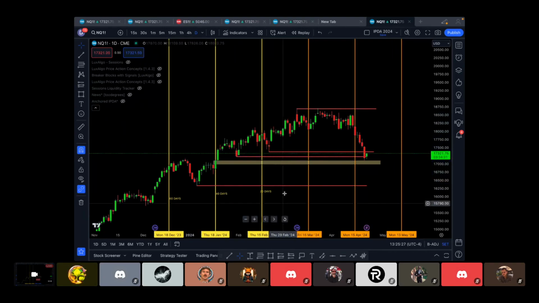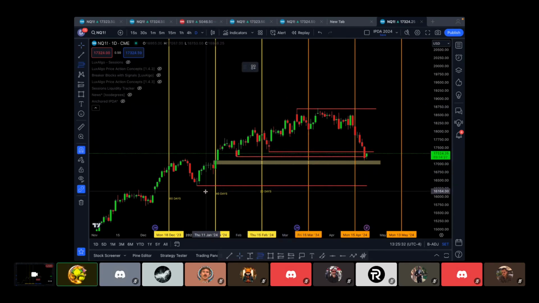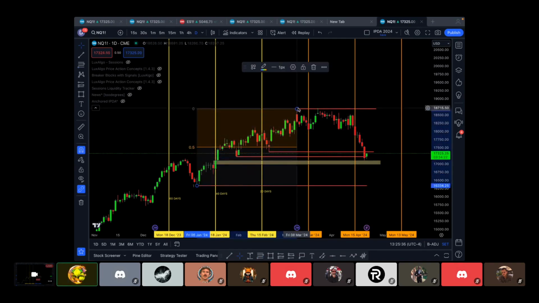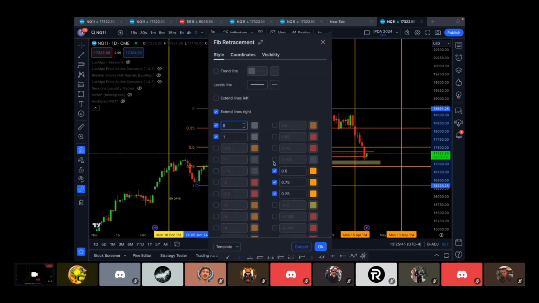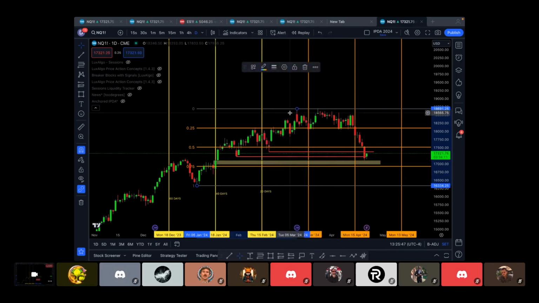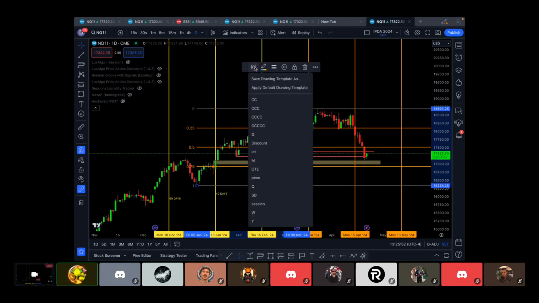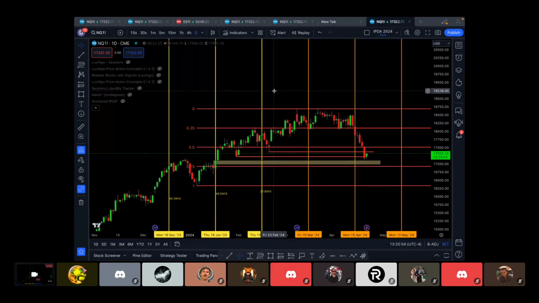Now, what do you want to do? You will take your Fibonacci and draw it from the low of the 60 days to the high. Go ahead and pick quadrants. If you want to check the settings, it's literally 0, 1, 0.5, 0.75, 0.25. You can screenshot this. Increments of 25 cents. You will get lines like this. I like to make them red.